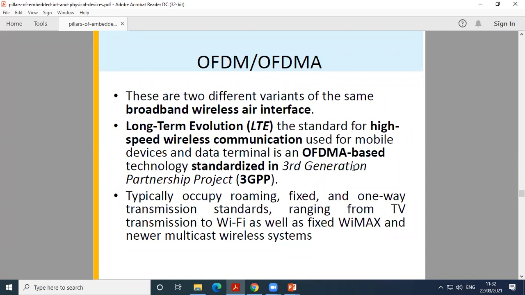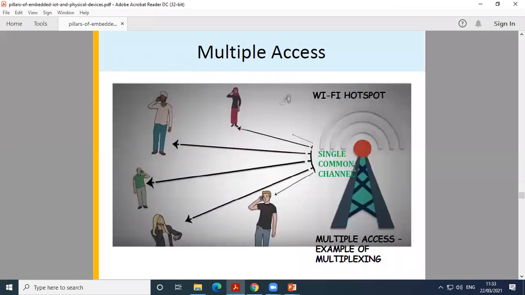The long form of LTE is long term evolution. It is the standard for high speed wireless communication used for mobile devices and data terminals, an OFDMA based technology standardized in the third generation partnership project, 3GPP. So frequency division multiplexing includes multiple access. FDM means multiple access.